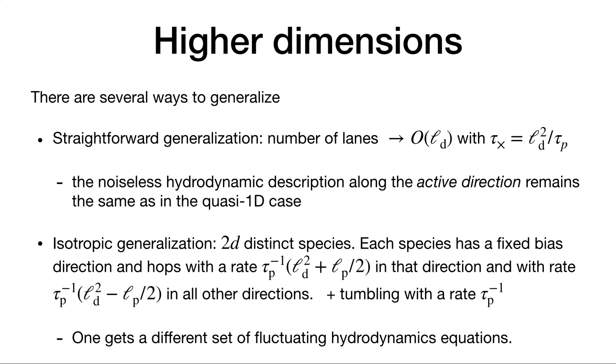But you can also have an isotropic generalization, where instead of this lane crossing, you have a lattice, and there are now 2D species that define these various directions. Each species has a favorite direction to move to, which goes with this rate, and in the rest of the directions it goes with a lower rate, and one species can tumble to any of these species with this rate. So in this case also you can follow the same thing and derive this hydrodynamic equation. It is slightly different.